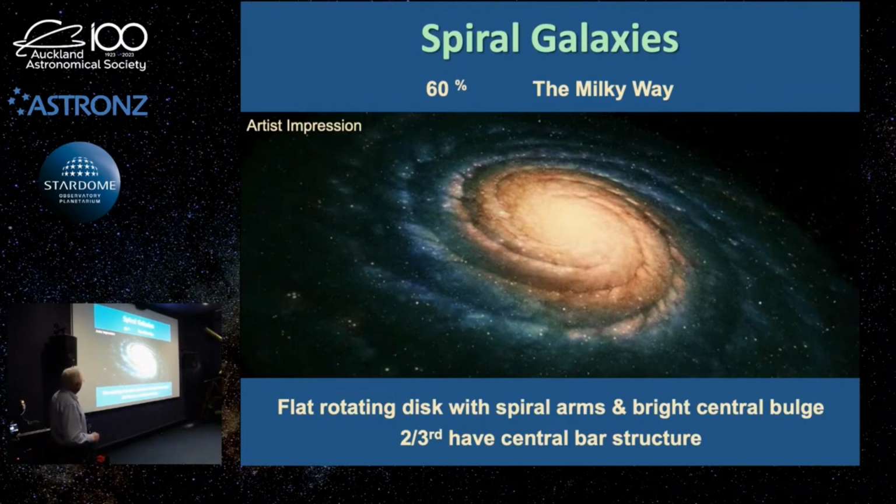Can't be done. So you can see here, it's a flat rotating disc, or flat disc, much like a dinner plate or a pizza, if you will. It has these appearances of these spiral arms, which we'll talk more about through the talk. And then it's got this nice big central, very intense, bright central bulge in the middle. And 2/3 of spiral galaxies have this sort of central bar structure through the middle, which once again we'll talk about. So those are spiral galaxies that make up 60% of galaxies, and our Milky Way is one of these.